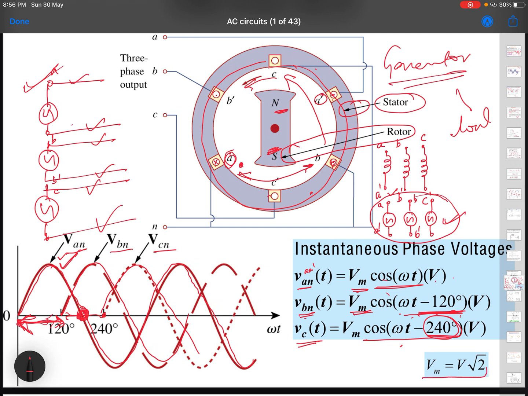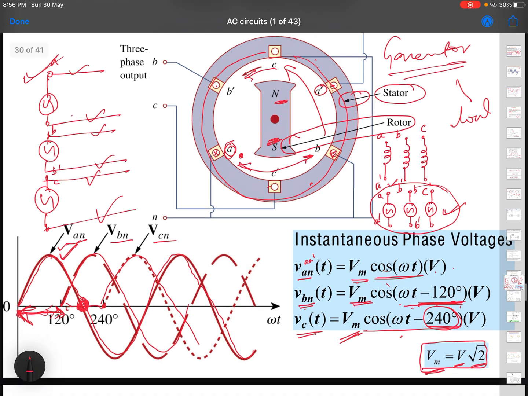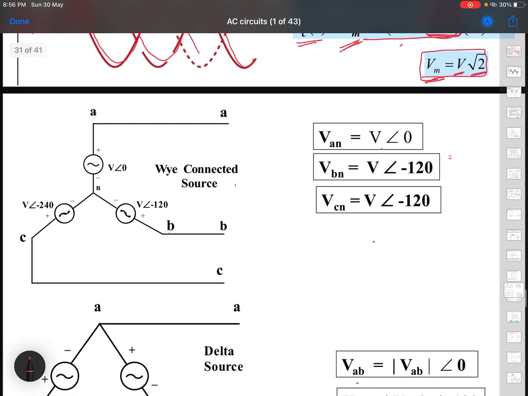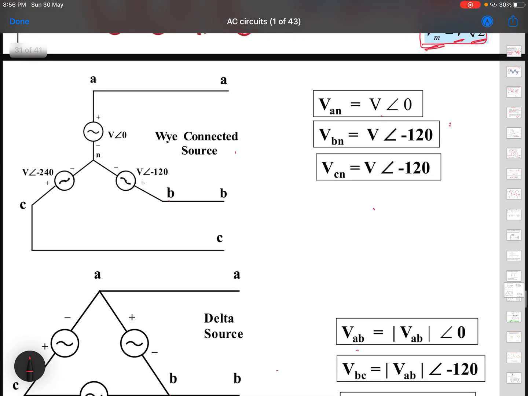Just here, you can see this is showing that the Vm we are using here is Vrms times √2, which we have already seen earlier. Now let us see how they are connected. If I take these 3 voltage sources, A, B, and C, as we saw there, A dash, B and B dash, C and C dash.